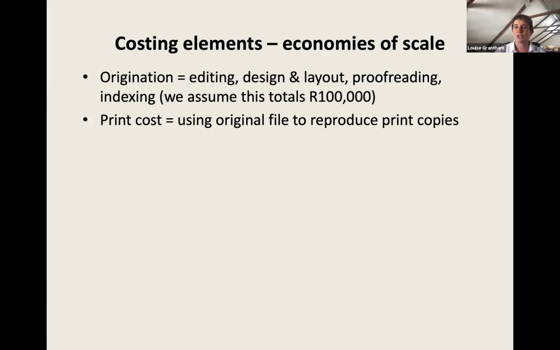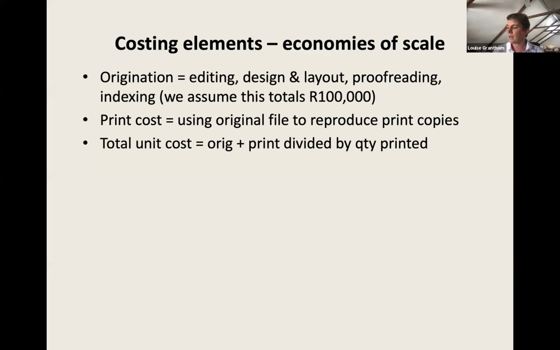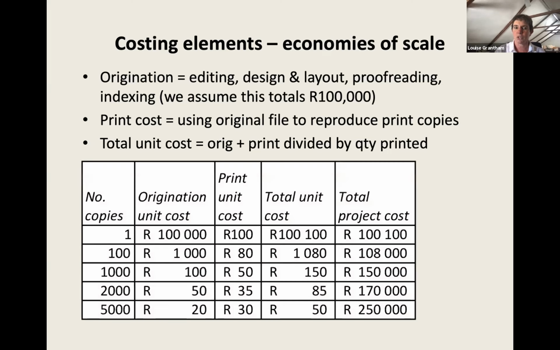Then we have the print cost, which is using the original file to reproduce print copies. So the printing can only happen after the origination cost. And when we talk about the total cost of the book, what does each book cost? It costs the origination cost, plus the print cost divided by the quantity that you've printed. So that is the fundamentals of a traditional print quote cost. So here we have the numbers on this.